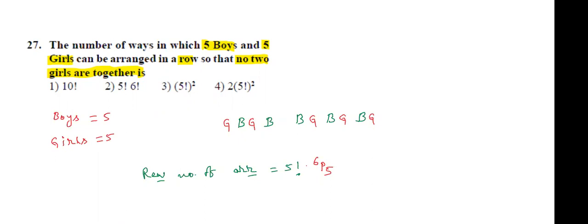Any 5 places means in between, suppose you remove this, then what happened? Boys will come together. But what is the condition here? No 2 girls are together. Boys will come side by side, no problem. But no 2 girls are together. Girls cannot come together. That is the meaning. So here we can fill or we cannot fill, no problem. There is no worry. 6P5 means calculate, that is 6 factorial only. So final answer is 5 factorial into 6 factorial. This is the answer.